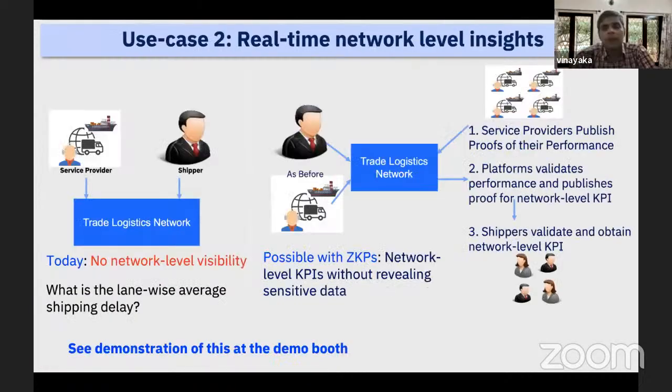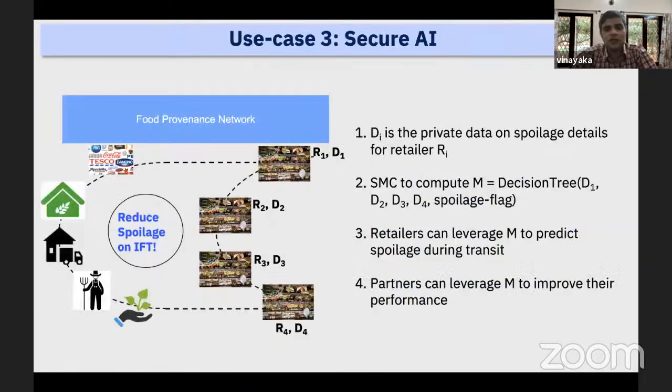Okay. Now, let's skip this. I don't want to spend time on it, because I think we'll run out of time. We'll take just one more simple example. Okay. Here, there's a food provenance network. And we'll go back to the same example that we took, right?